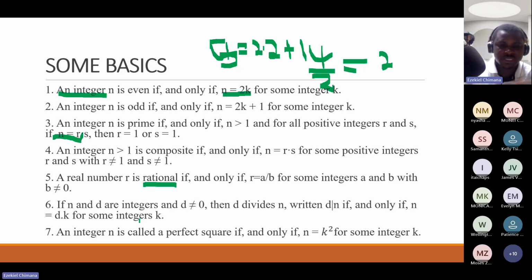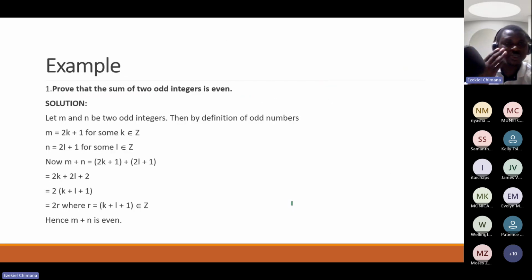So these are some of the things that you need to look at, but mostly you are going to look at odd numbers, even numbers, those that involve division, and perfect squares. A perfect square is a number like 9, because 3 squared is 9. So n is a perfect square if there is a number that we can square to get that number. That's what you need for direct proof. You need to know those basics.